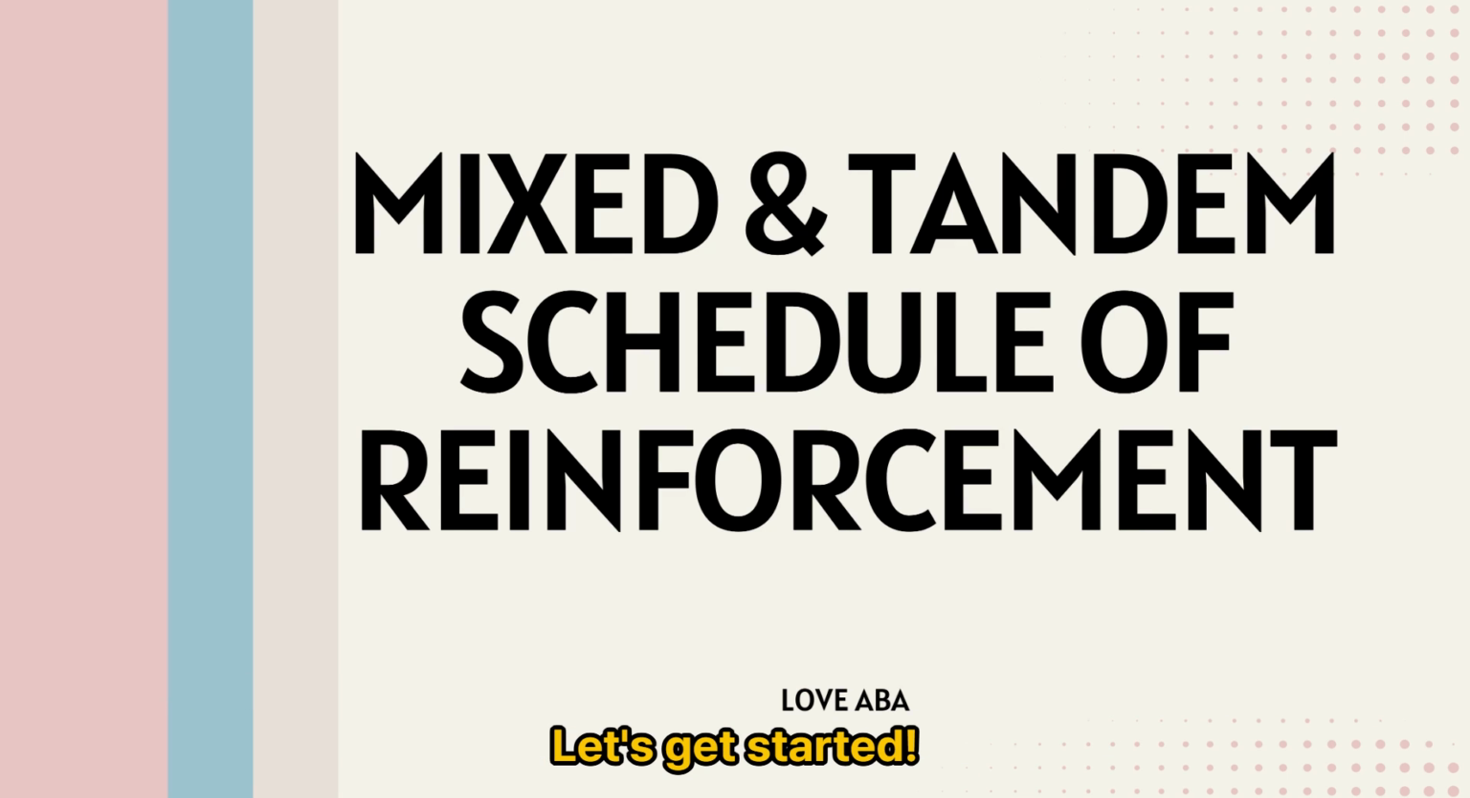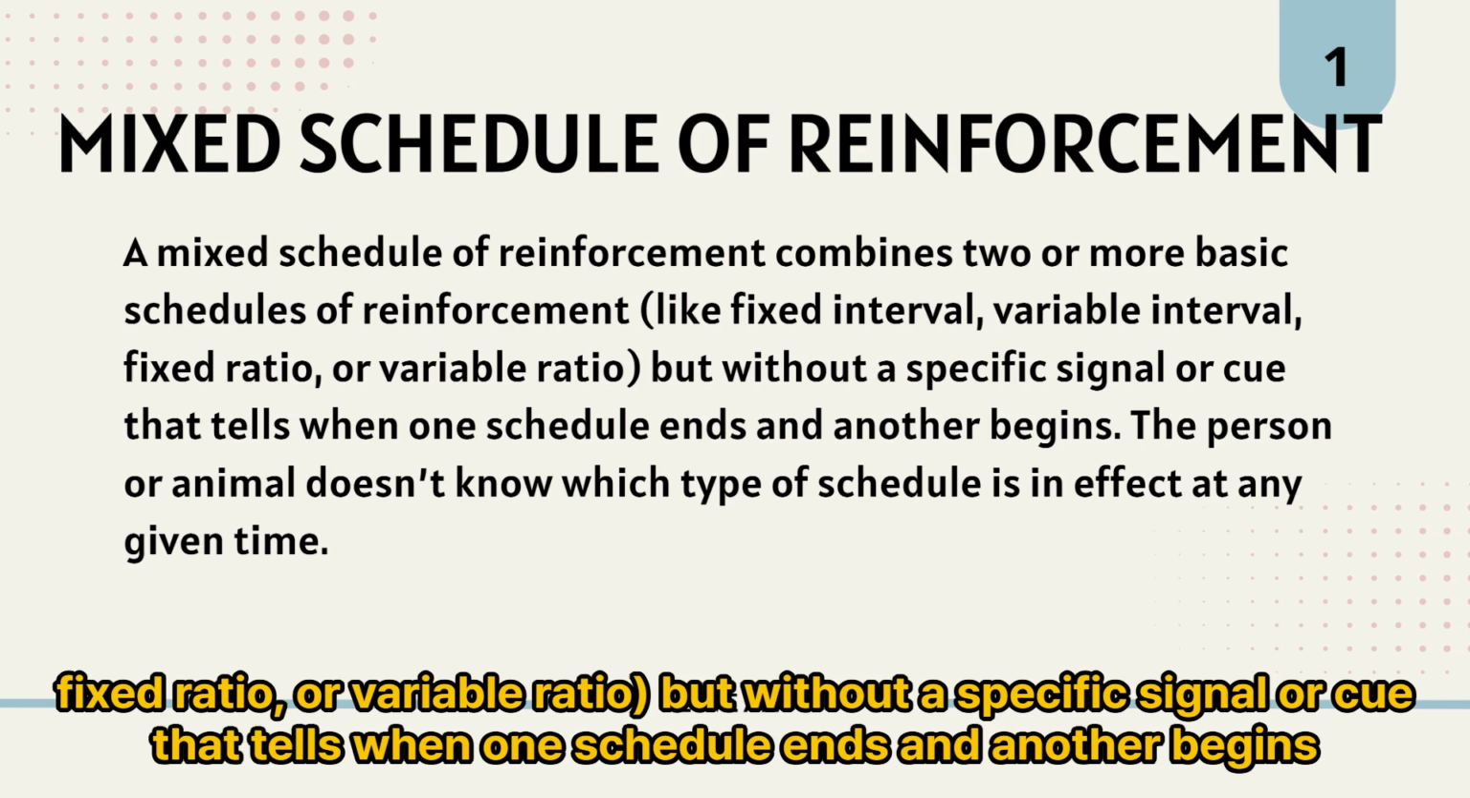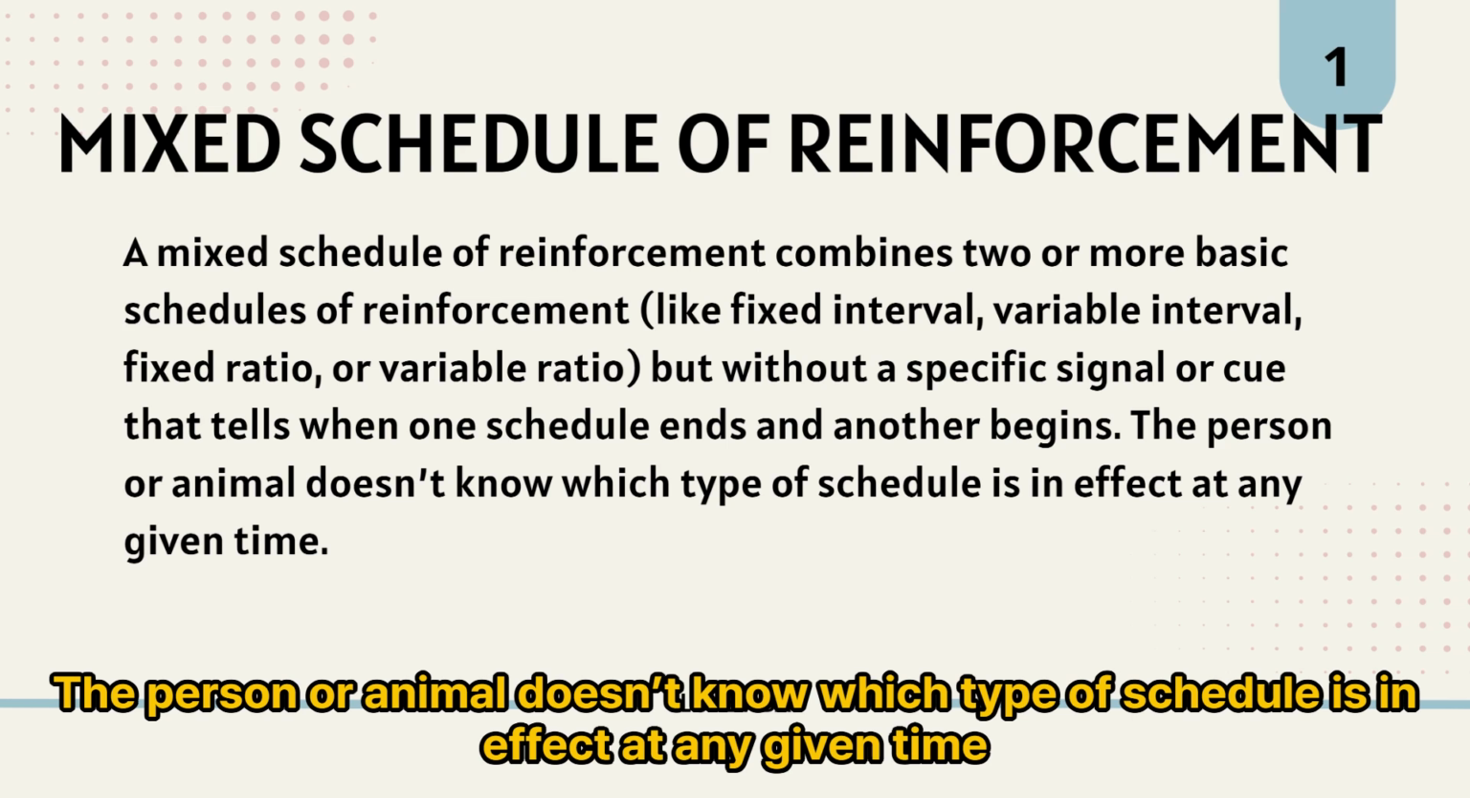Let's get started. A mixed schedule of reinforcement combines 2 or more basic schedules of reinforcement like fixed interval, variable interval, fixed ratio, or variable ratio, but without a specific signal or cue that tells when one schedule ends and another begins. The person or animal doesn't know which type of schedule is in effect at any given time.